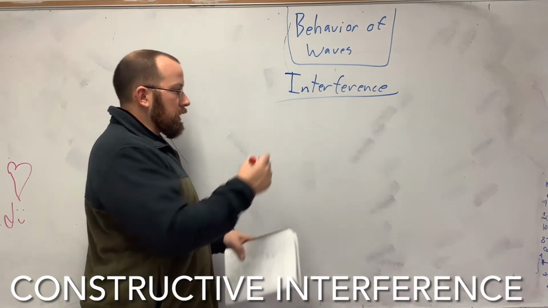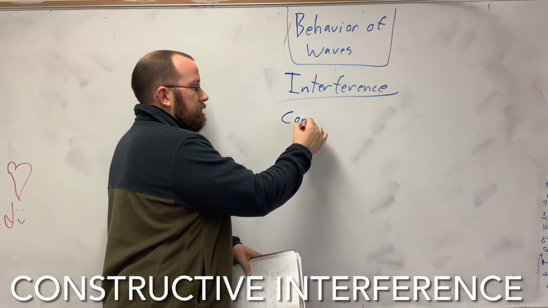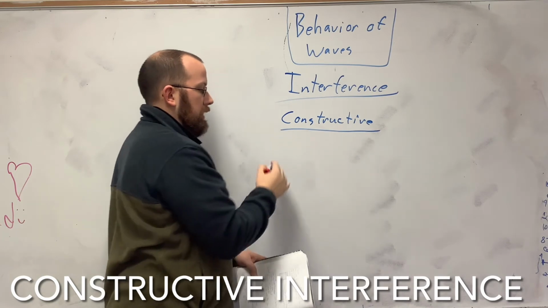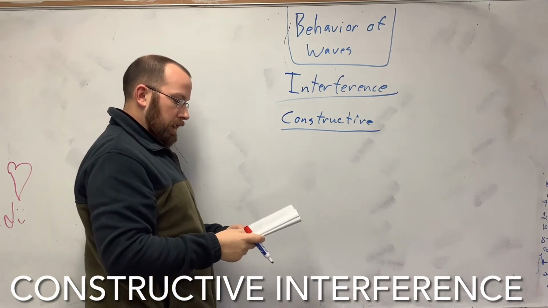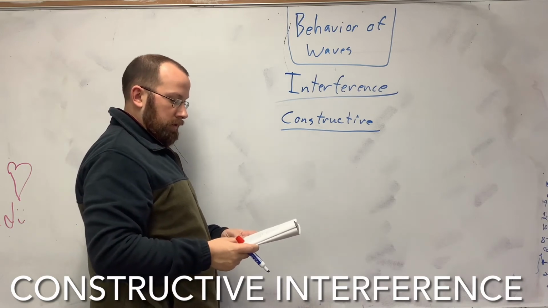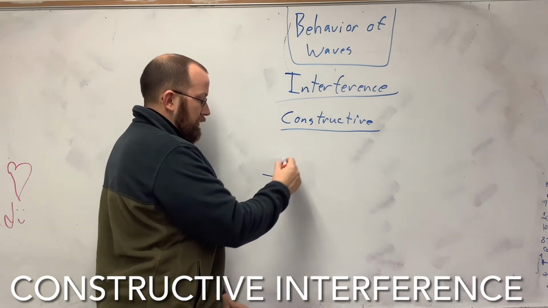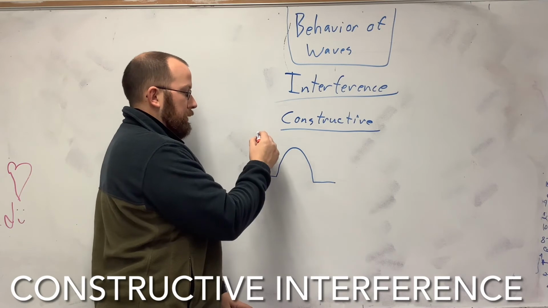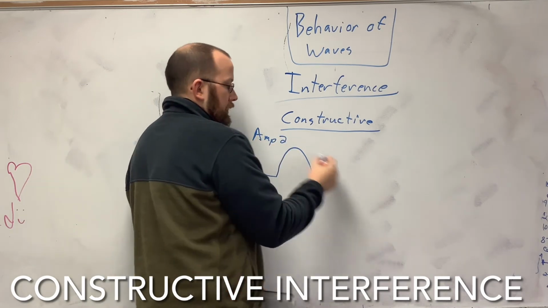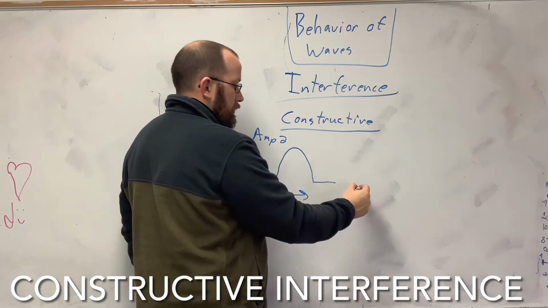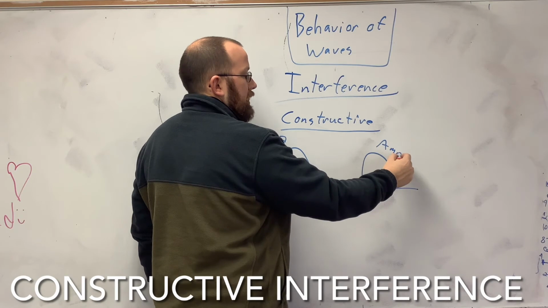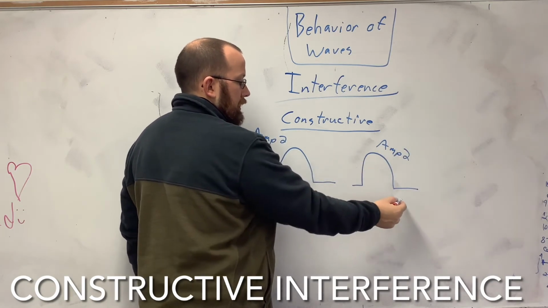So constructive interference first. This is when a crest meets a crest. This is two different waves. So if I have a wave here, and I say my amplitude is 2, and it's going this direction, and then I have another one over here that has an amplitude of 2, and it's going this direction.